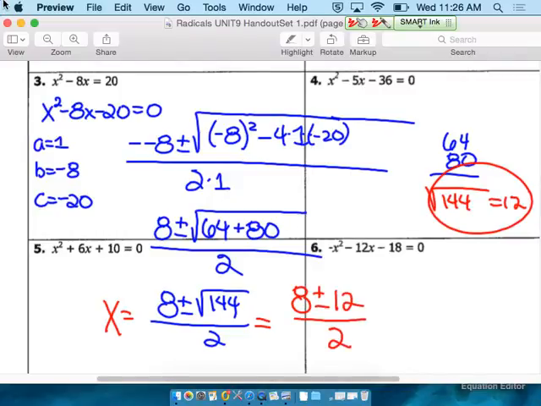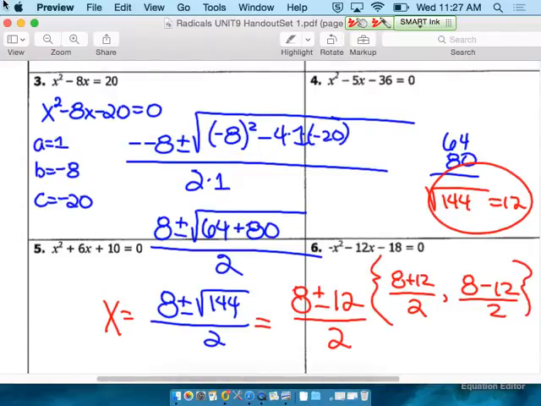And now I would split this into two pieces so that I can get my two distinct rational roots. So here I would have 8 plus 12 over 2, and I'm going to have 8 minus 12 over 2. So these are my two roots. And then to clean that up, 8 plus 12 is 20. If I divide that by 2, I get 10. 8 minus 12 is negative 4. If I divide that by 2, I get negative 2. So my two roots are positive 10 and negative 2.